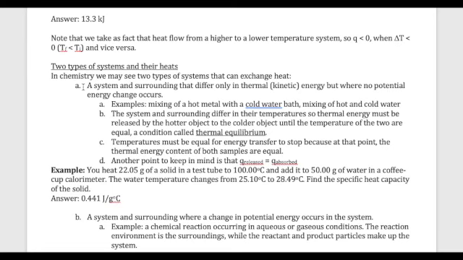Now I want to also talk about how we apply this to chemical reactions. One of the most confusing things, I think, for students is that there are two different types of systems and how they transfer heat. The calculation for each of these systems will depend on what we have in front of us. So the first one is the simpler system.